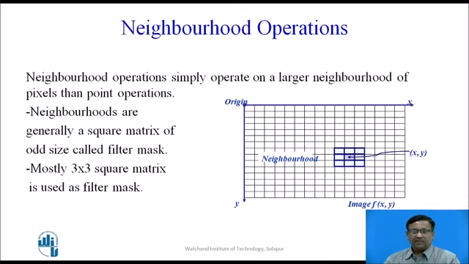Neighborhood operations simply operate on a larger neighborhood of pixels than point operations. Here, we can look at the sample image on the right side, an image having Y rows and X columns, and the neighborhood operation taken here is 3 by 3. Neighborhoods are generally a square matrix of odd size called a filter mask, and mostly a 3 by 3 square matrix is used for the filter mask.